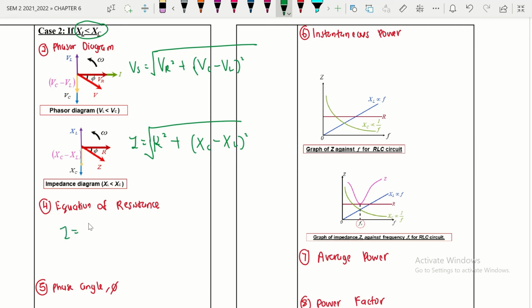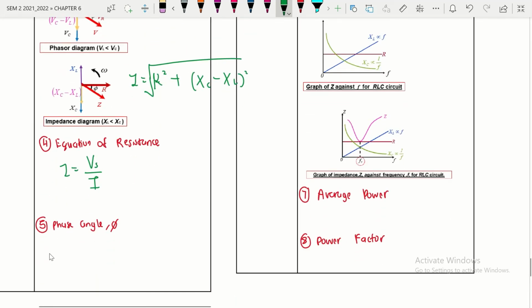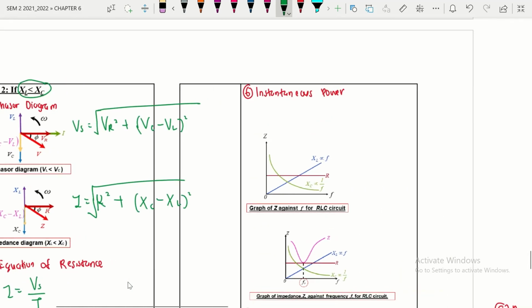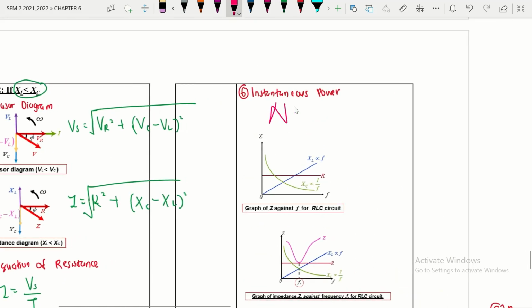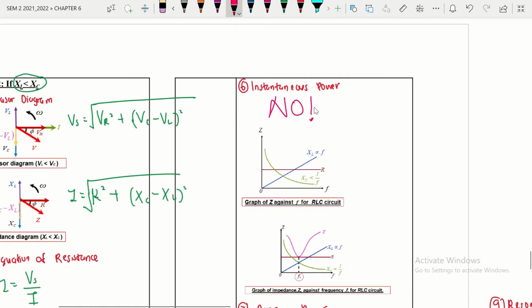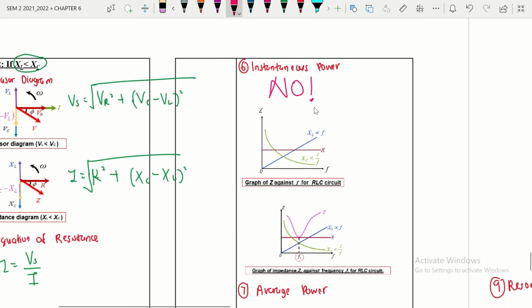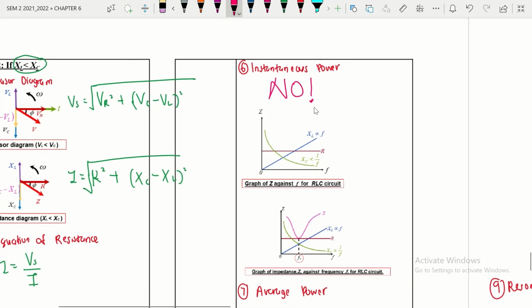So Z equals to supplied voltage bahagi dengan current, and then phase angle dia pun sama. Shift cos VR over VS kalau tengok Phasor diagram. Kalau tengok impedance diagram, dia akan jadi R over Z. And sama juga, there's no instantaneous power. Tak ada instantaneous power. Okay, so far so good everyone. I hope all of you are okay. Especially student Miss Liana. Okay, so now kita akan ada graph lah.